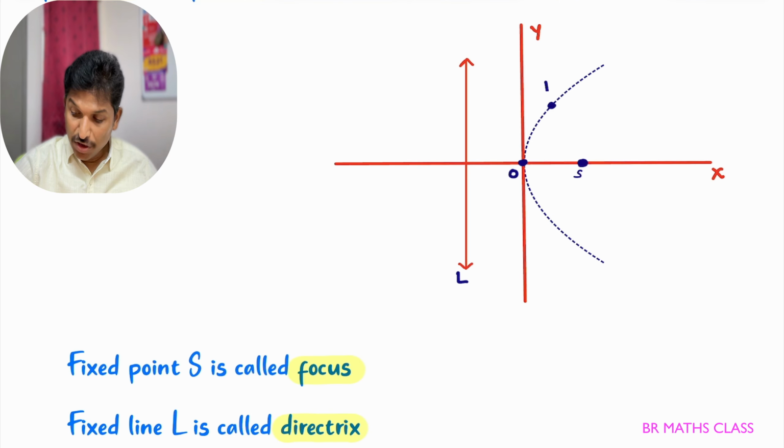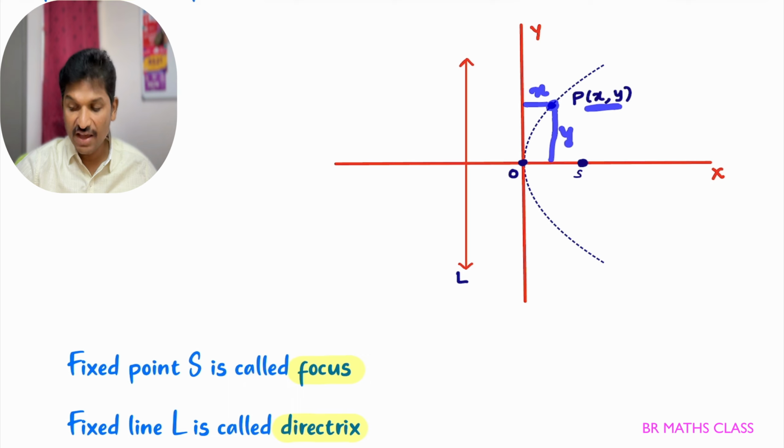I'll take this point as P. In the beginning only we took the point P as (x, y). You observe this point P is (x, y). As this point P is (x, y), we know that this length is x units and this length is y units, because this is the point P.